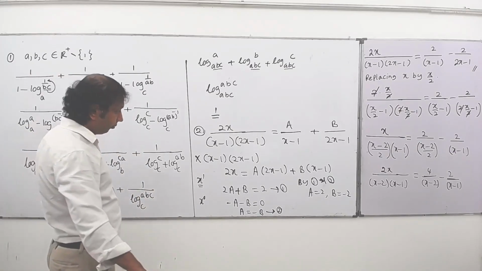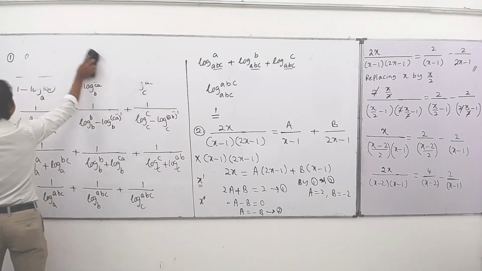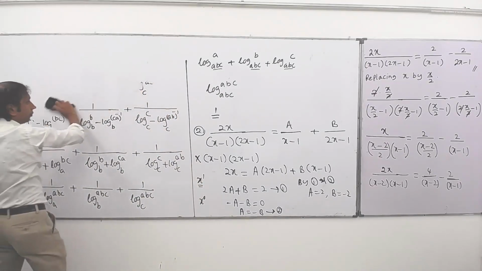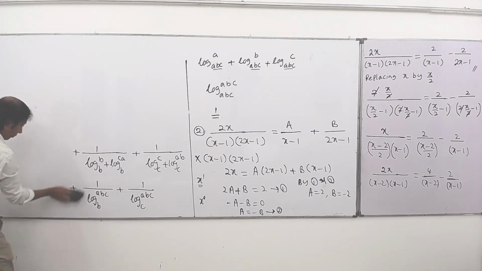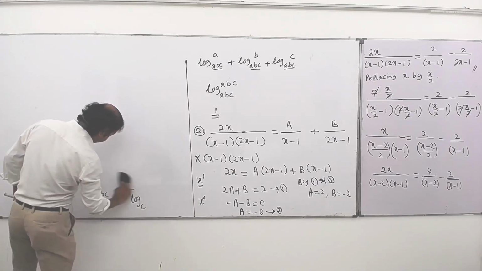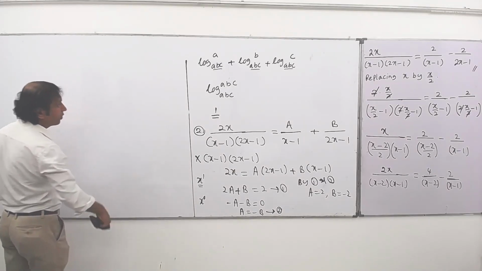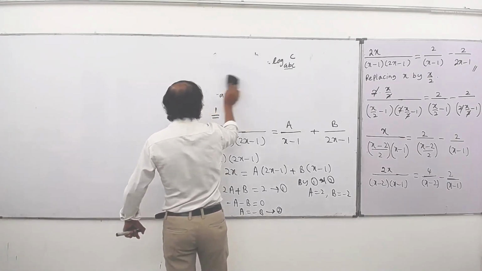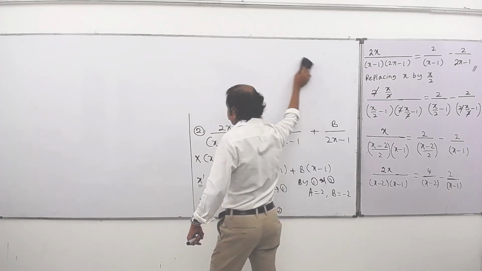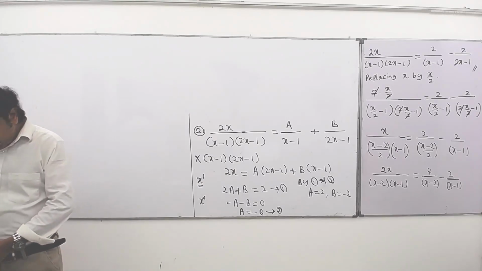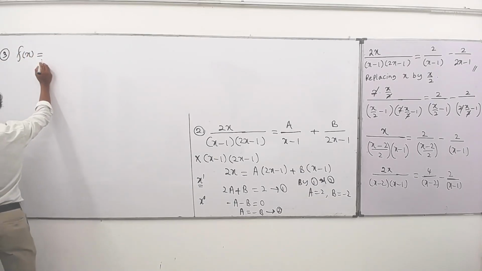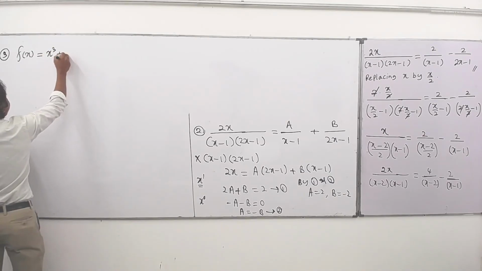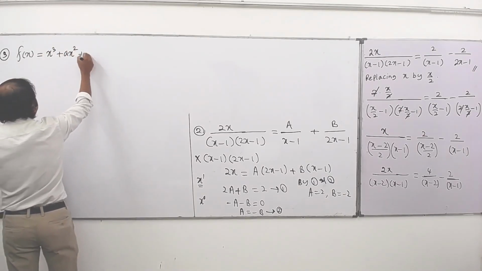Third one. Number 3, polynomial function. Yes, f(x) is given, f(x) equals x cubed plus a x squared plus b x plus c.